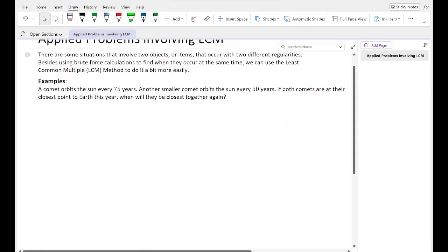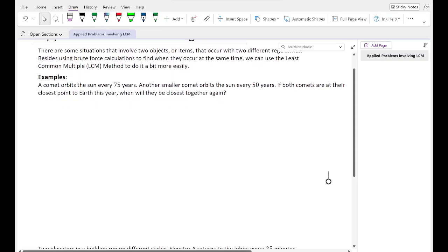So if you're unsure what I was talking about with two different regularities, it just means something like this. A comet orbits the sun every 75 years. Another smaller comet orbits the sun every 50 years. If both comets are at their closest point to Earth this year, when will they be closest together again? So just knowing those facts and nothing else, we can see that one occurs every 75 years and another occurs every 50 years. So we can just use those facts to answer the question.